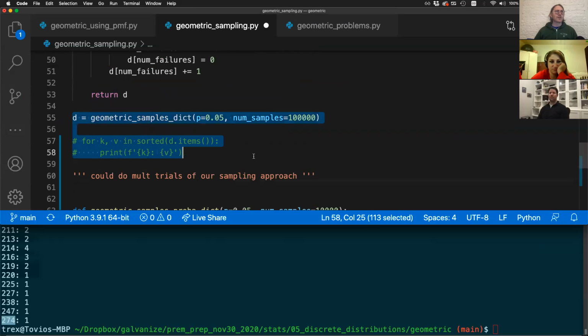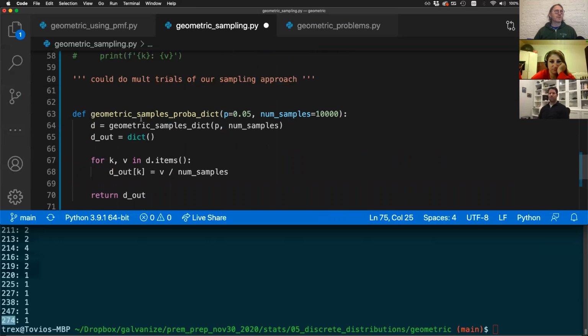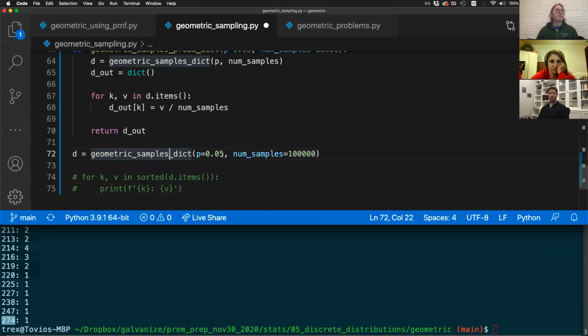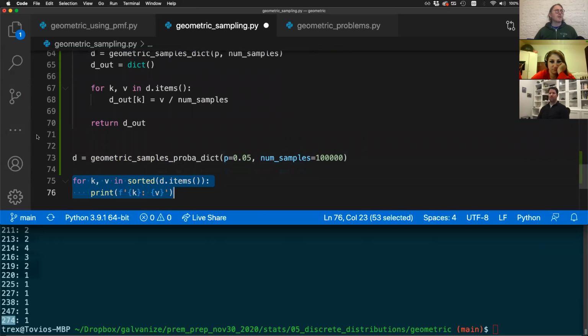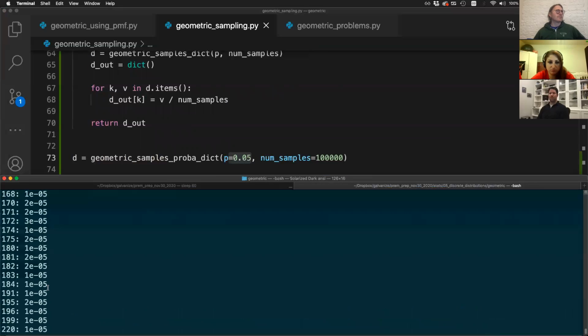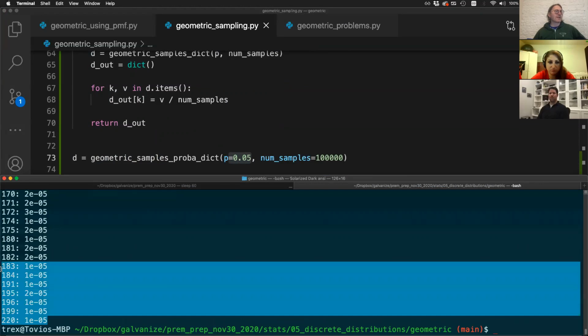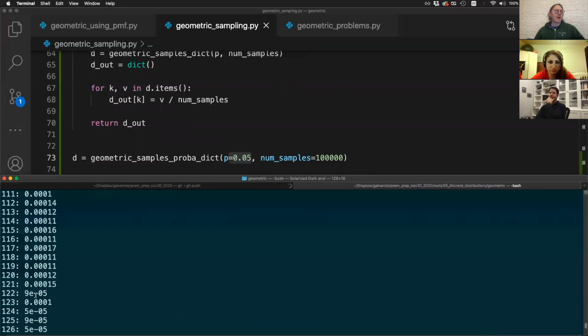I'll snag all this code. And samples, this will be our samples proba dictionary. And yeah, let's run that and see what we get. And mind you that we're calling this on probability of 0.05. So notice these are very unlikely values up here, and they aren't very precise because it's 1 divided by, right? This is just 1 divided by 100,000 or 2 divided by 100,000.